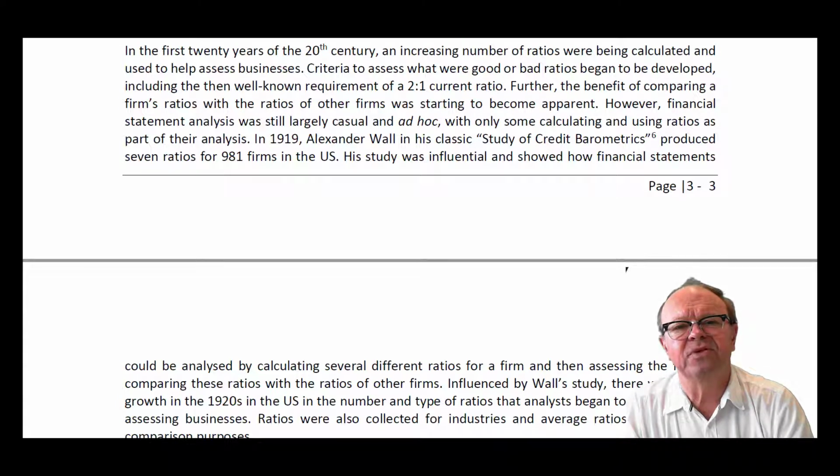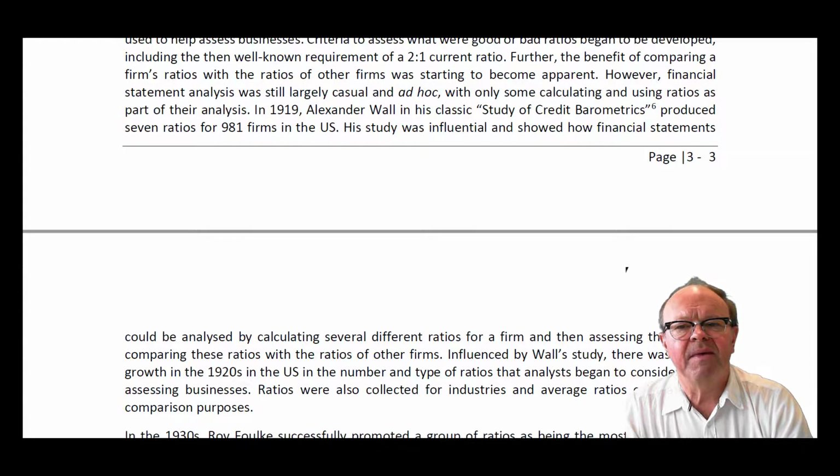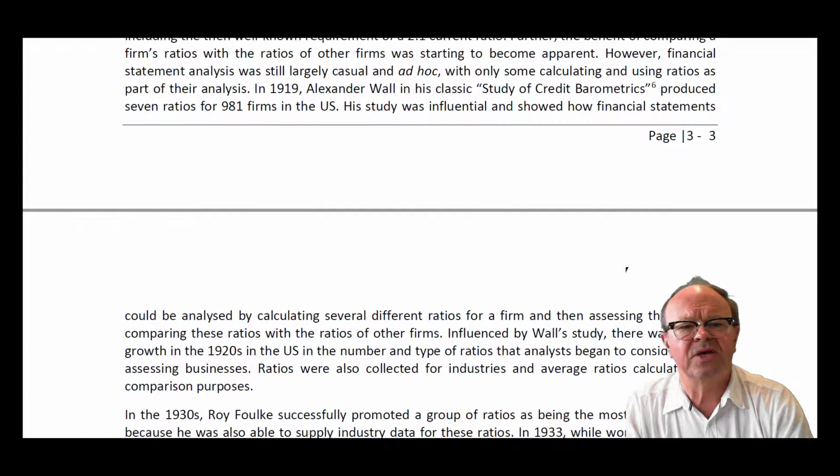In the first 20 years of the 20th century, an increasing number of ratios were being calculated and used to help assess businesses. Criteria to assess what were good or bad ratios began to be developed, including the then well-known requirement of a 2-to-1 current ratio. Further, the benefit of comparing a firm's ratios with the ratios of other firms was starting to become apparent.